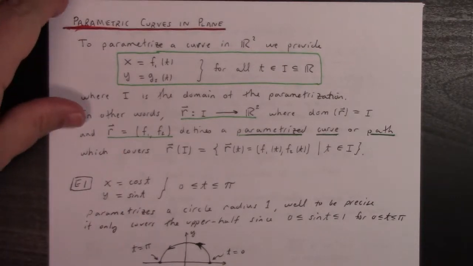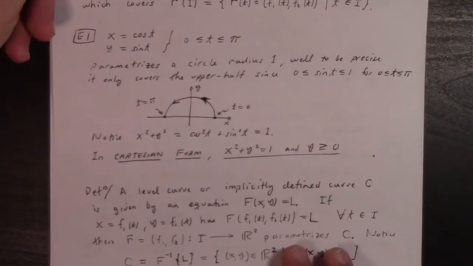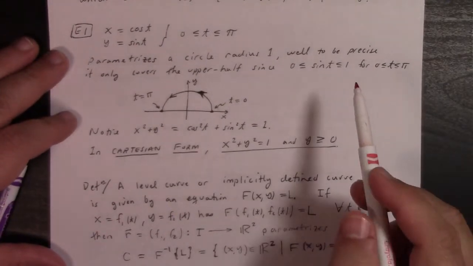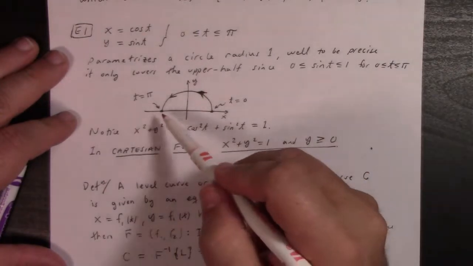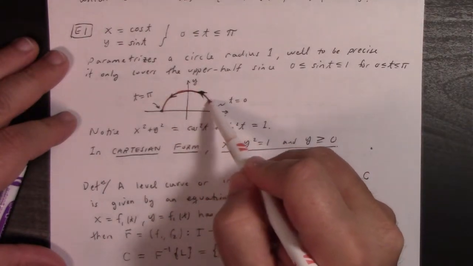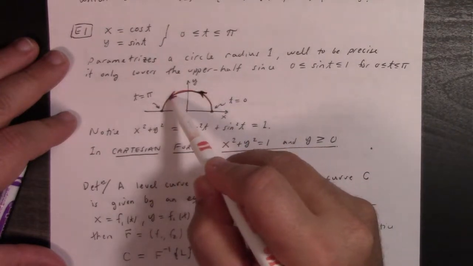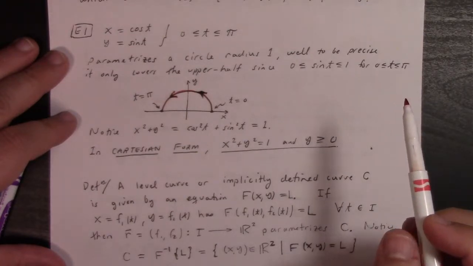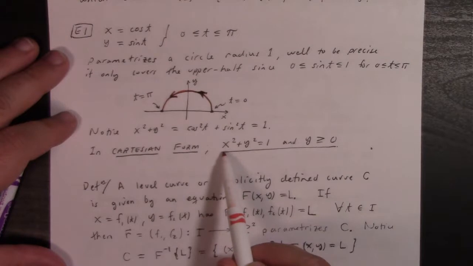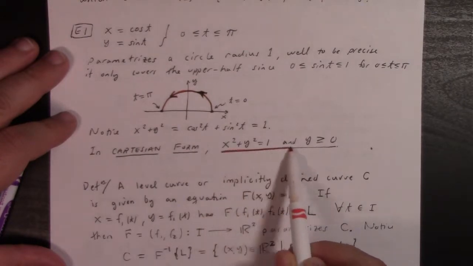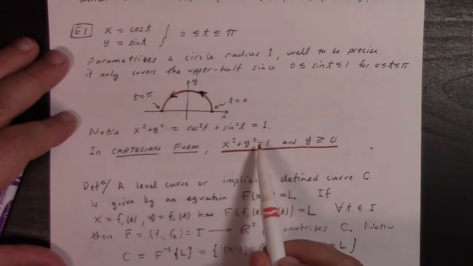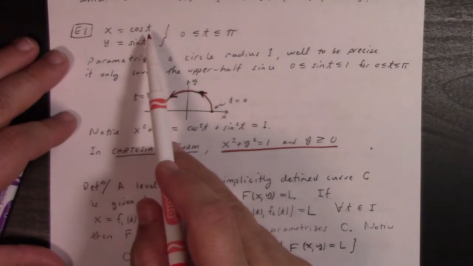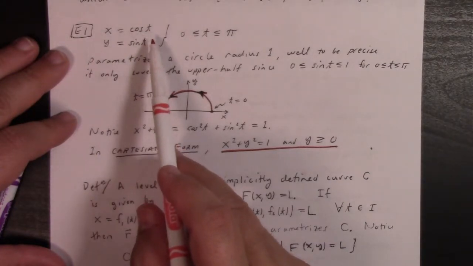Now here's perhaps a good example. Here we have x equals cosine t, y equals sine t, and 0 less than t less than pi. I say that this parameterizes a circle with radius 1, but to be precise, it really only parameterizes the upper half circle like this. We draw these little arrows to indicate the direction of the curve. That's something new. If you just look down here at the Cartesian form of the circle, x squared plus y squared equals 1, you can't really tell that it has a clockwise or counterclockwise orientation. But this parameterization of the half circle does have a counterclockwise orientation.